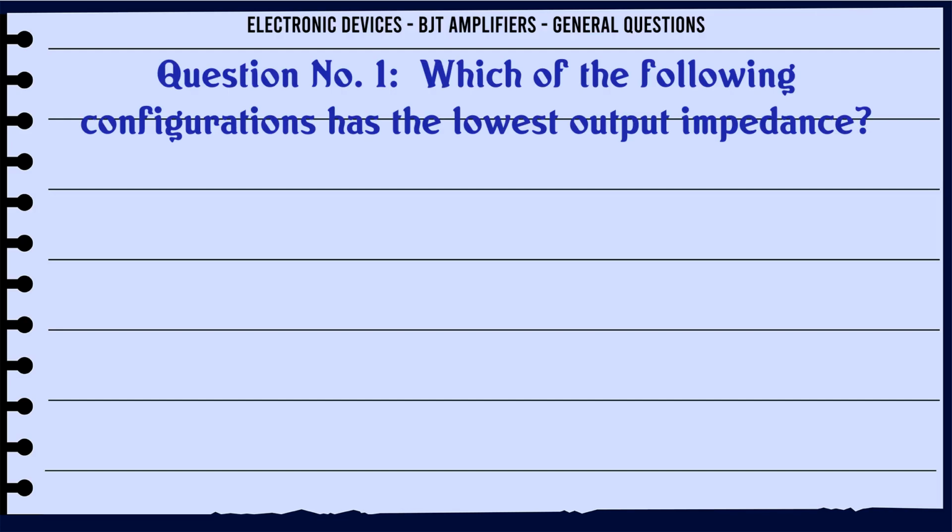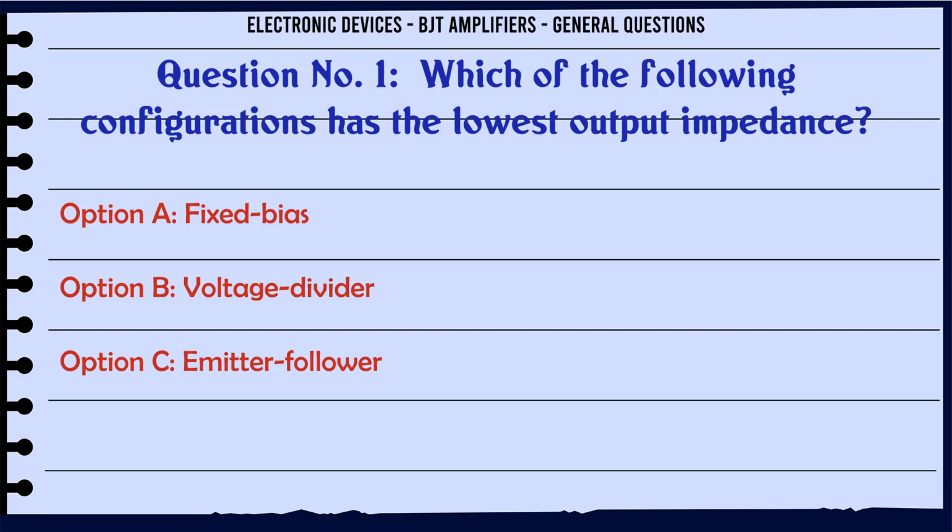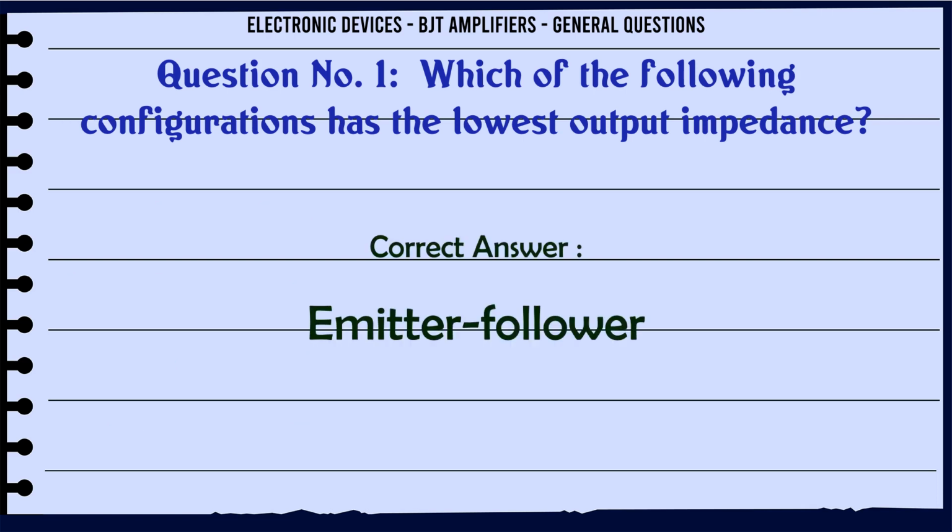Which of the following configurations has the lowest output impedance? A. Fixed bias. B. Voltage divider. C. Emitter follower. D. None of the above. The correct answer is emitter follower.